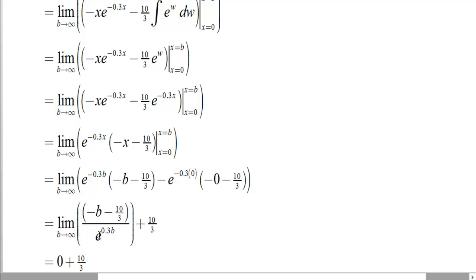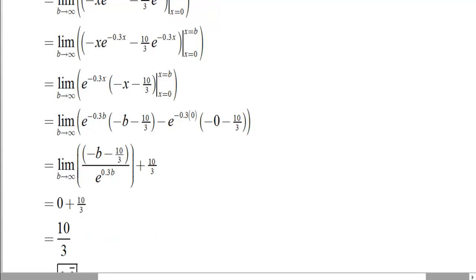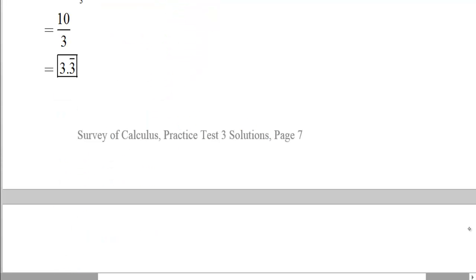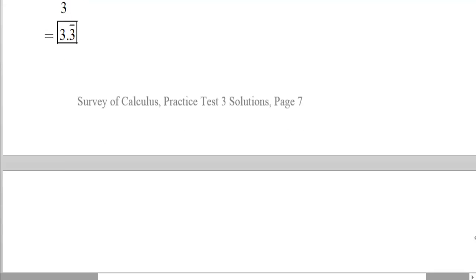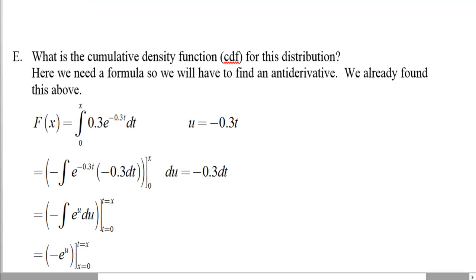To do this formally, you could use something like L'Hopital's rule and work this out. But anyway, that limit is 0, and you add 10/3, so we see that the mean, or average length of a call, is 10/3 minutes, or 3 1/3, 3.3 repeated minutes per call.